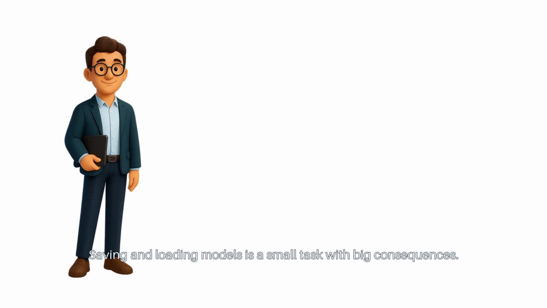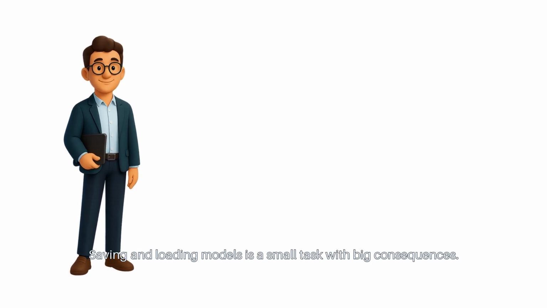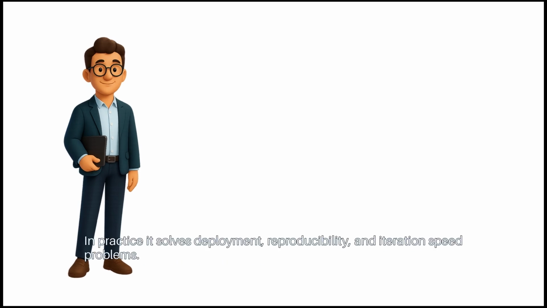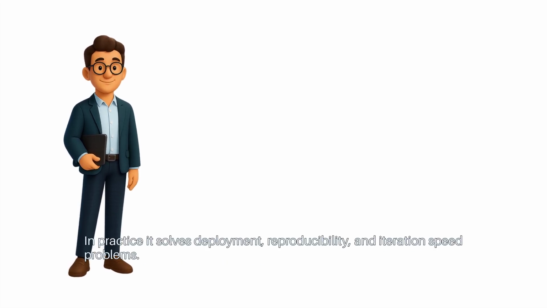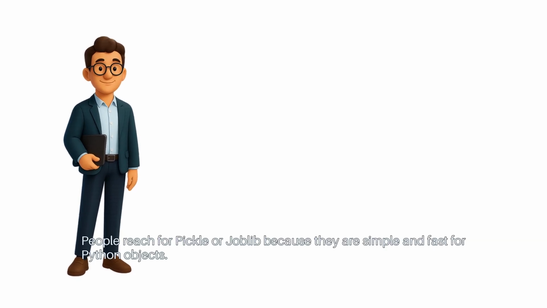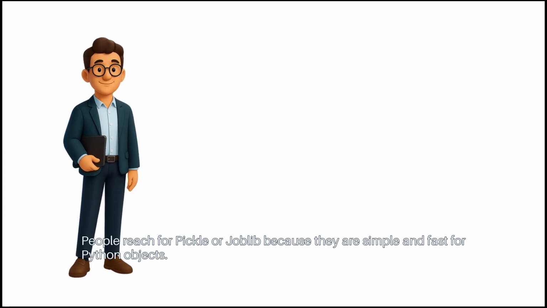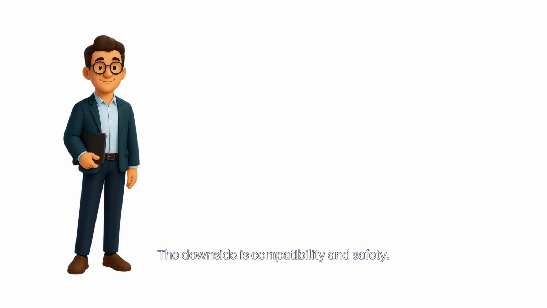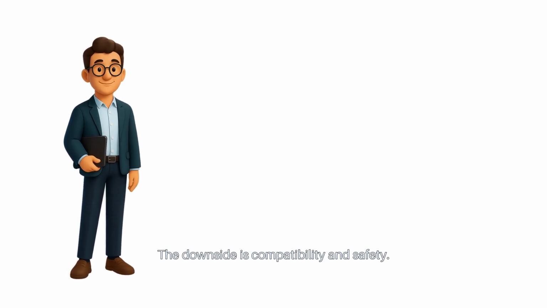Saving and loading models is a small task with big consequences. In practice, it solves deployment, reproducibility, and iteration speed problems. People reach for Pickle or Joblib because they are simple and fast for Python objects. The downside is compatibility and safety.